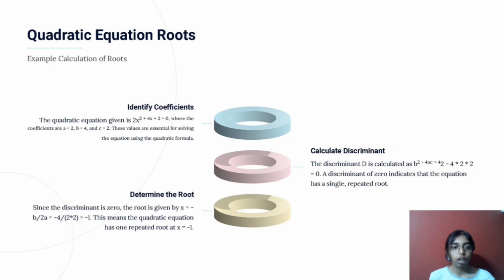Quadratic equation roots. Identify coefficient. The quadratic equation given is 2x squared plus 4x plus 2 equals 0, where the coefficients are 2, 4 and 2. These values are essential for solving the equation using the quadratic formula. Calculate discriminant. The discriminant d is calculated as b squared minus 4ac equals 0. A discriminant of 0 indicates that the equation has a single repeated root. Determine the root. Since the discriminant is 0, the root is given by x equals minus b by 2a equals minus 4 by 2 cross 2, which equals minus 1. This means the quadratic equation has one repeated root at x equals minus 1.